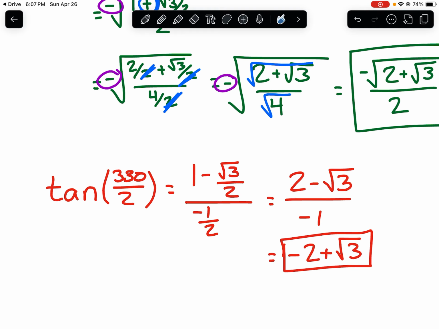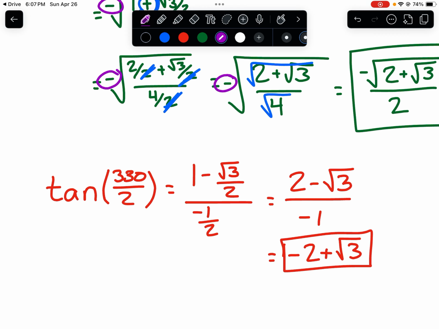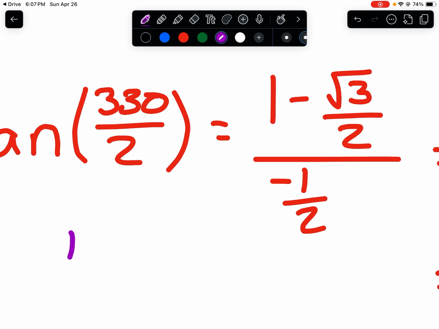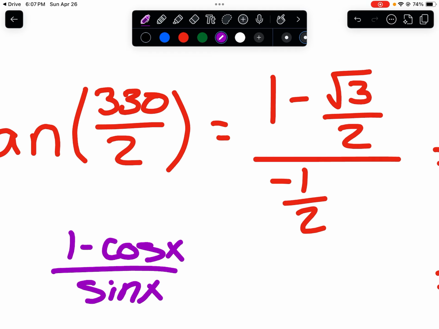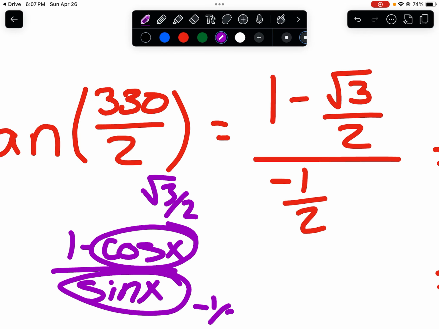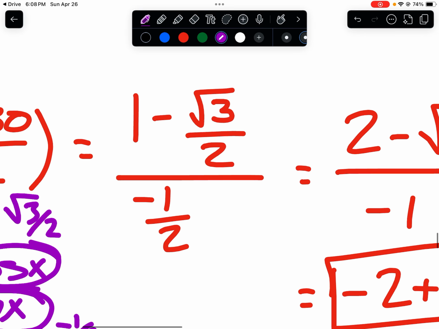But then if I jump down to the last one dealing with this setup, I've got tangent of 330 over 2. With tangent, I don't have to worry about the square roots and the plus or minus. It's just that now I need both cosine and sine. So I'd go back to my unit circle to figure out what sine of 330 is. Well, sine of 330 is negative 1/2. I'm using 1 minus cosine x over sine x just because that's the one I randomly chose. The cosine gets replaced with root 3 over 2, and the sine gets replaced with negative 1/2, to get that original setup.